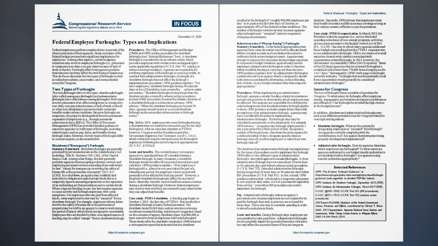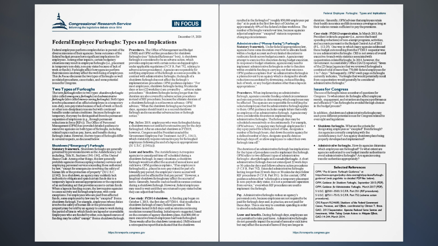For employees who are paid from affected funds, some employees by law may be excepted from a shutdown furlough. For example, employees whose duties involve the safety of human life or the protection of property may be told by an agency to come to work during the period of time in which funds are lapsed or unavailable. Employees who are funded by other, non-lapsed sources of funding may be exempt from a shutdown furlough.